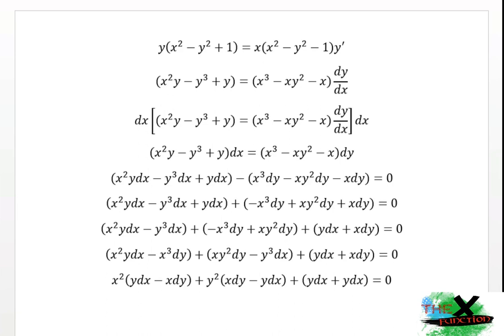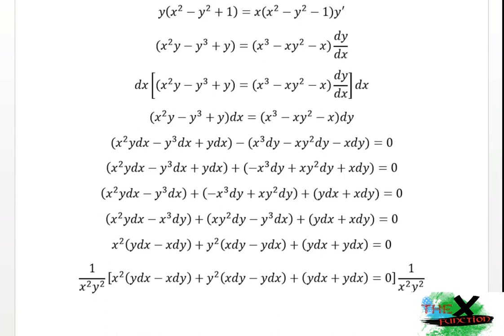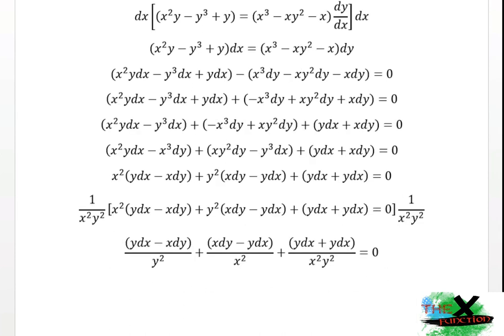Next is to multiply both sides by 1 over x squared y squared to eliminate x squared and y squared in the first and the second term. So we have y dx minus x dy over y squared plus x dy minus y dx over x squared plus y dx plus x dy all over x squared y squared is equal to 0.